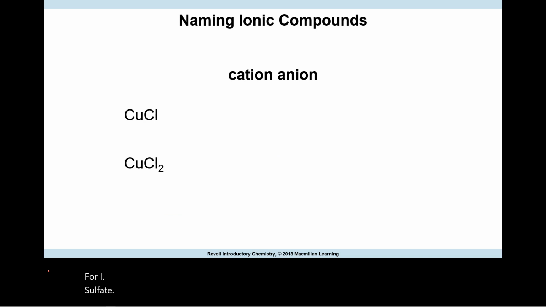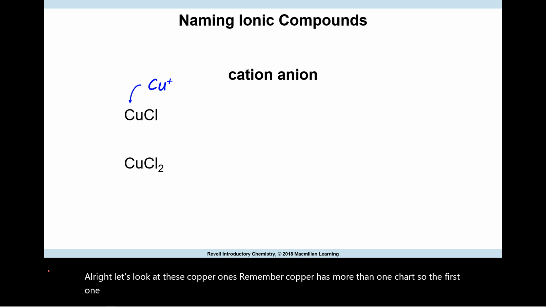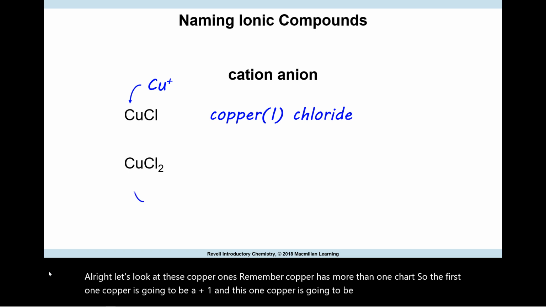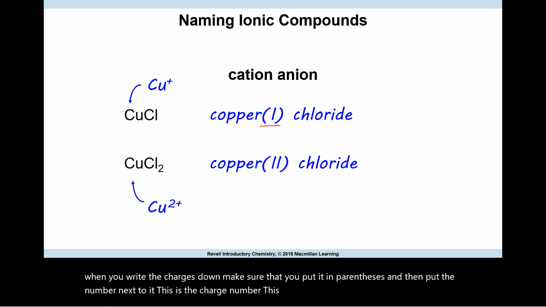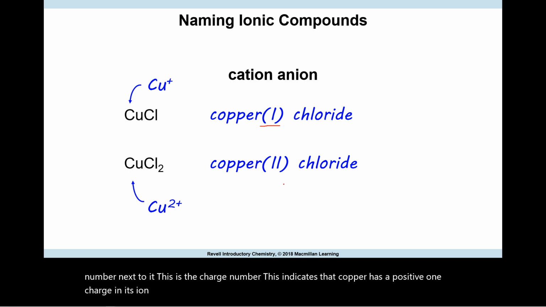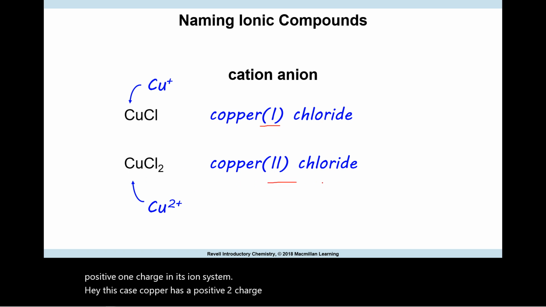Right, let's look at these copper ones. Remember, copper has more than 1 charge. So the first one, copper, is going to be a +1. And this one, copper, is going to be a +2 for the bottom one. When you write the charges down, make sure that you put it in parentheses and then put the number next to it. This is the charge number. This indicates that copper has a +1 charge in its ion system. In this case, copper has a +2 charge in its ion system.